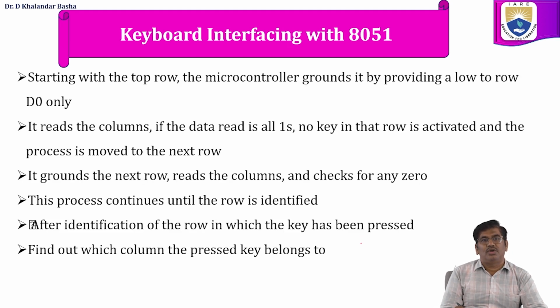Starting with the top row, the microcontroller grounds it by providing 0 only for D0. It reads the columns. If the data read is all 1s, that indicates no key is pressed in the first row. It grounds the next row, reads the columns, and checks for any zeros. This process continues until a row is identified. After identification of the row, we find out in which column the key has been pressed.